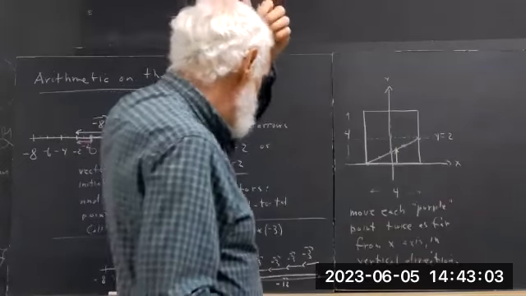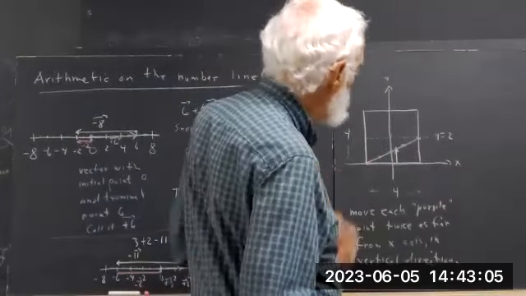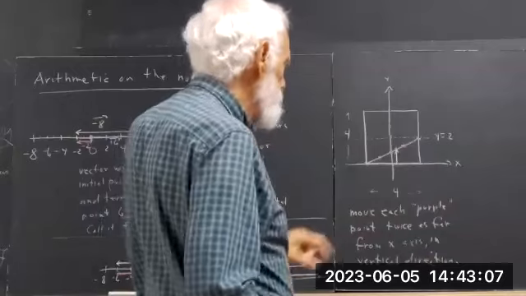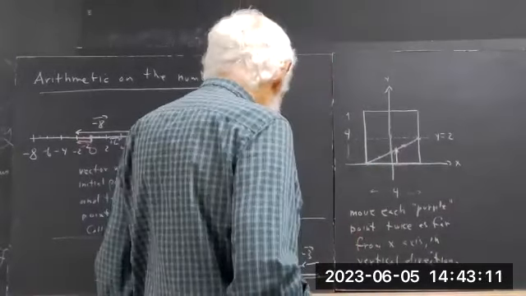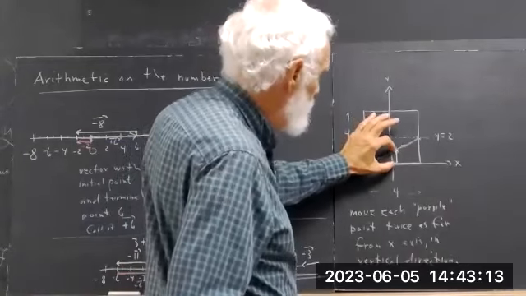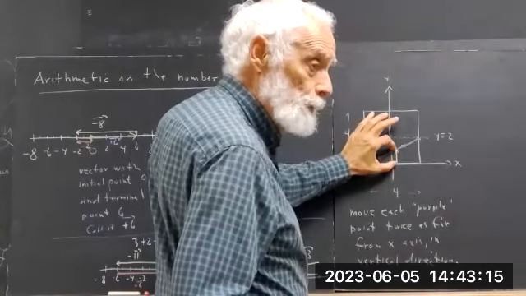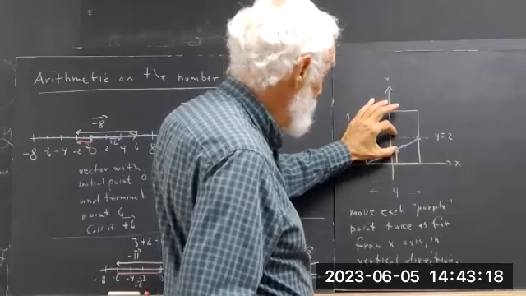Okay. Now, if I want to move each point twice as far from the x-axis, then I'm going to have to add this much to the y-coordinate, which means I'll draw another arrow.